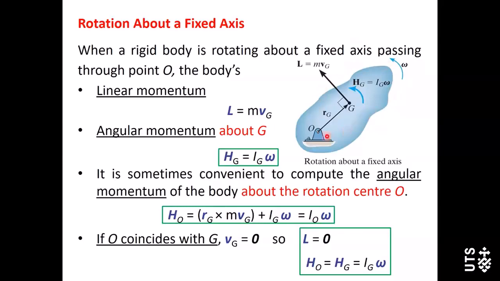In this rotation about a fixed axis, if O coincides with G, that means if mass center point G is the rotation center, then Vg must be 0. So in this case, L will be 0. Ho will be equal to Hg and equal to Ig omega.